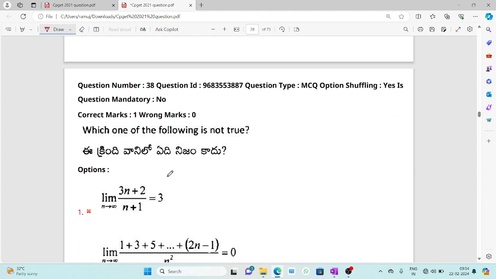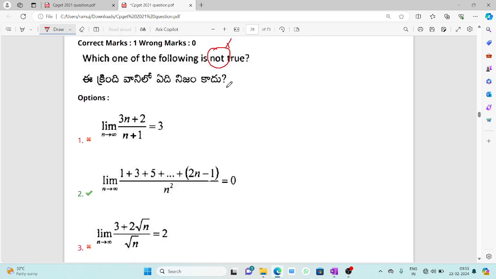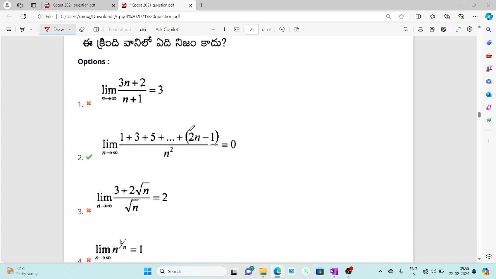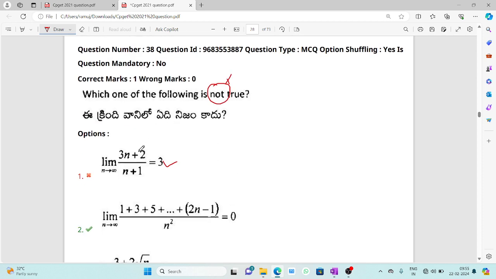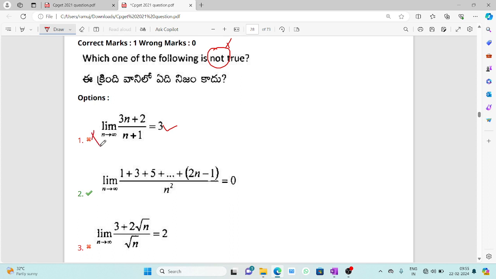So the 38th question is: which one of the following is not true? You have to read carefully, as it is asking for the not true statements. Here the first option is limit n tends to infinity of (3n plus 2) by (n plus 1) is 3. He is asking for the not true statement. If you apply the limit, taking the common n in the denominator and numerator, you get 3. So this is the correct statement, but he is asking for the not true statement, so this option is wrong.